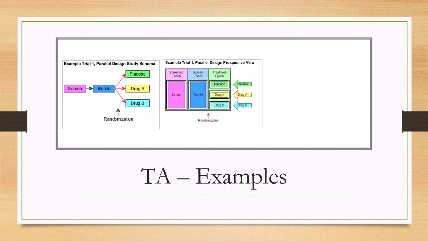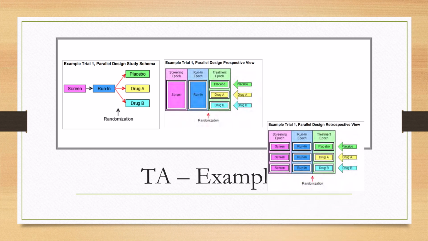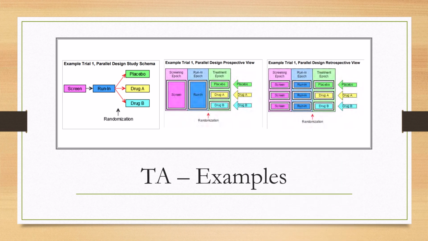If we try to visualize this concept based on the definition which we just discussed, we can say that the subject will be assigned to a placebo treatment or a drug A treatment or a drug B treatment, but will undergo the elements in this order, that is screening, run-in, and the respective treatment. So let's see how we will construct it in a TA dataset. Here you can see that we have segregated the complete path the subject will undergo based on the treatment to which the subject has been randomized.